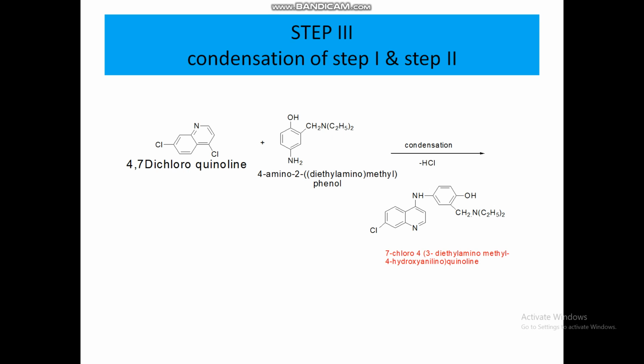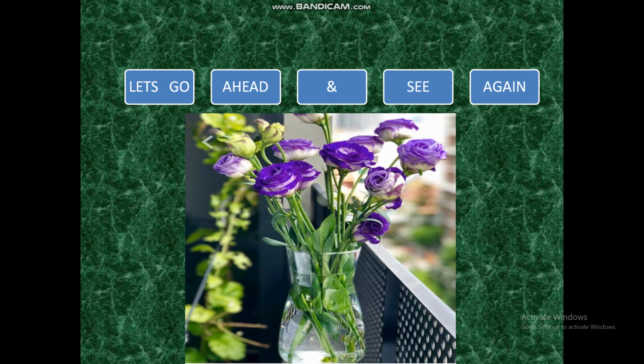Next, step 3, we have to condense the products of step 1 and step 2, that is 4,7-dichloroquinoline and the 4-amino compound. The step 1 product and step 2 product are condensed. So we eliminate HCl, and we are getting amodiaquine.